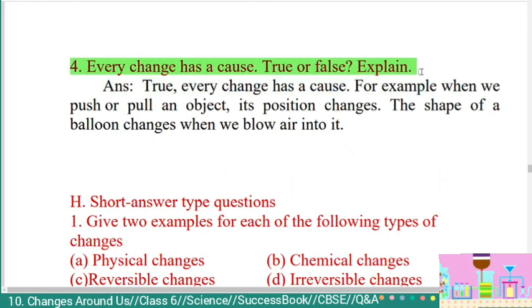Fourth question, every change has a cause. True or false? Explain. Answer, true. Every change has a cause. For example, when we push or pull an object, its position changes. The shape of a balloon changes when we blow air into it.